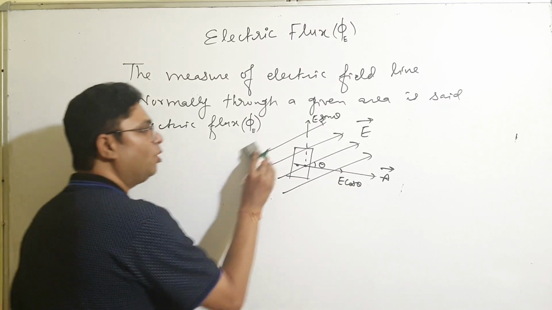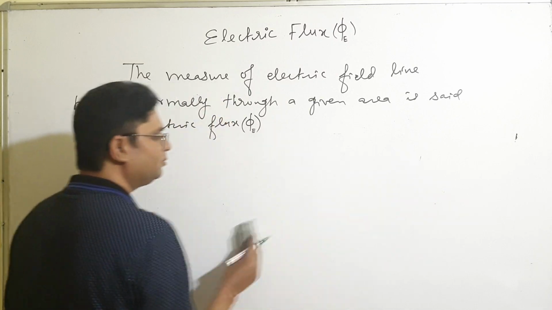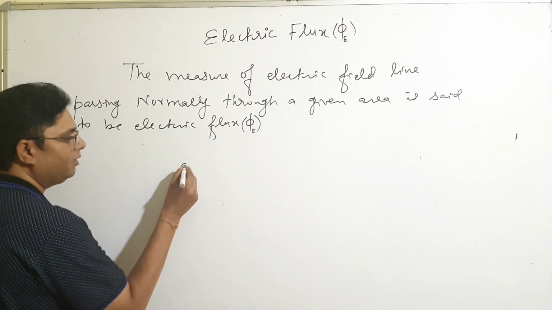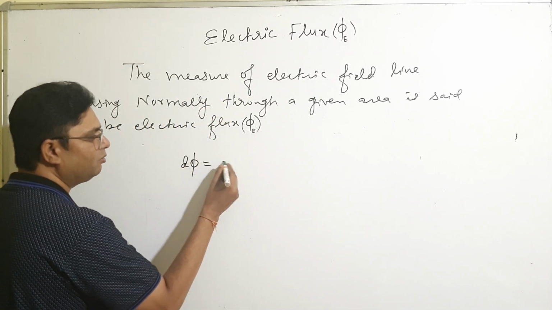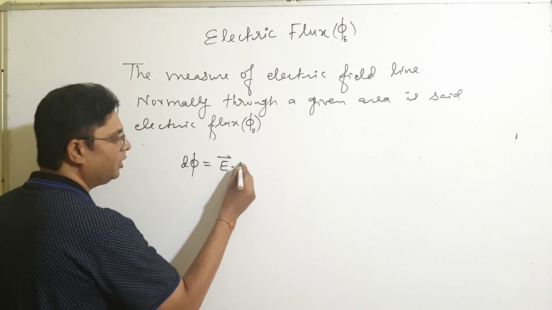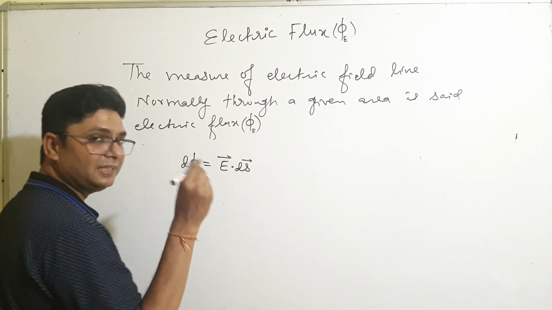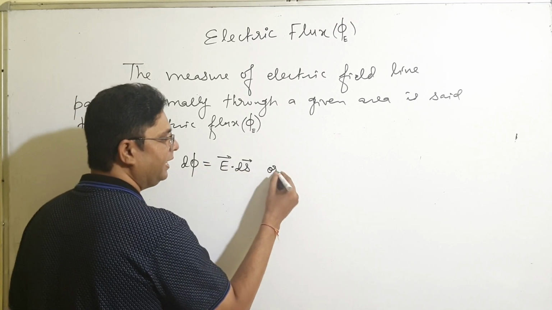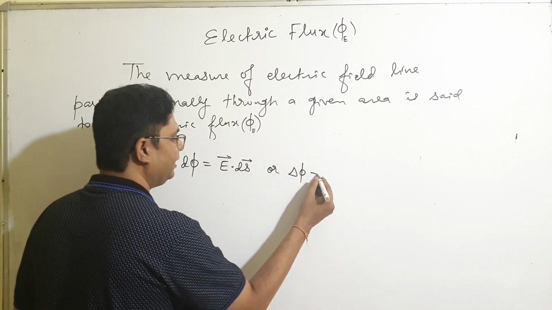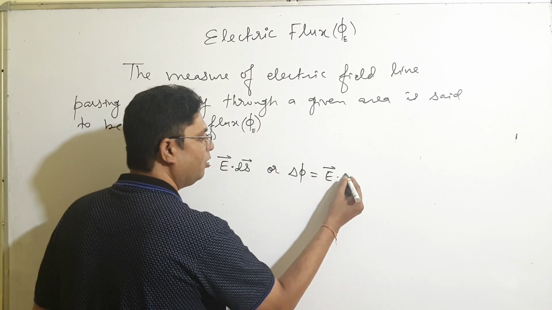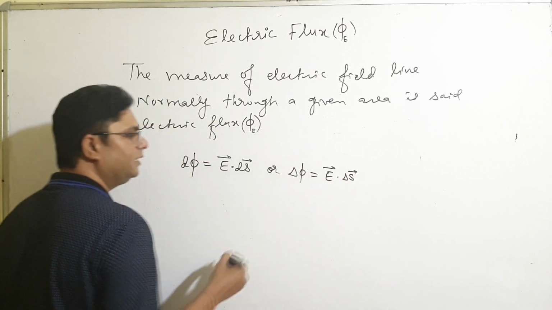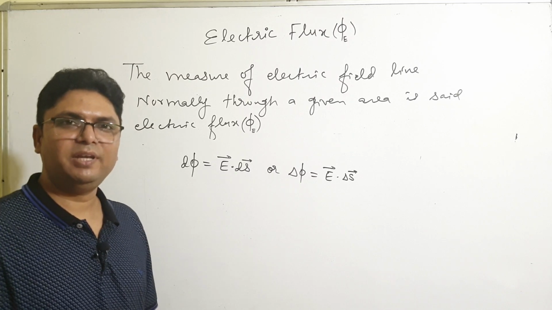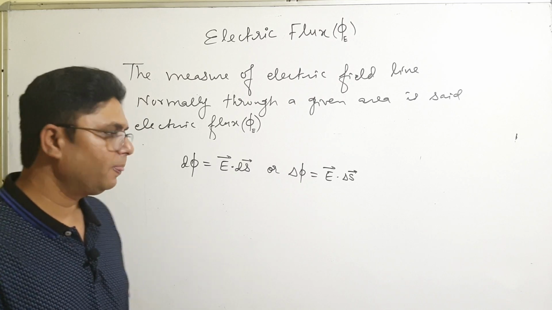When you take a small area, then you write small electric flux d phi is equals to E dot ds, where S is area and ds is small area. Or you can write delta phi is equals to E dot delta S. This is small electric flux when area is taken small.